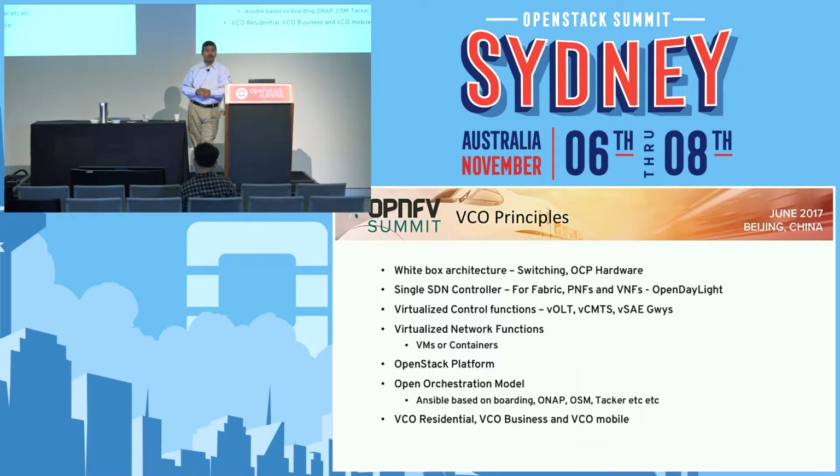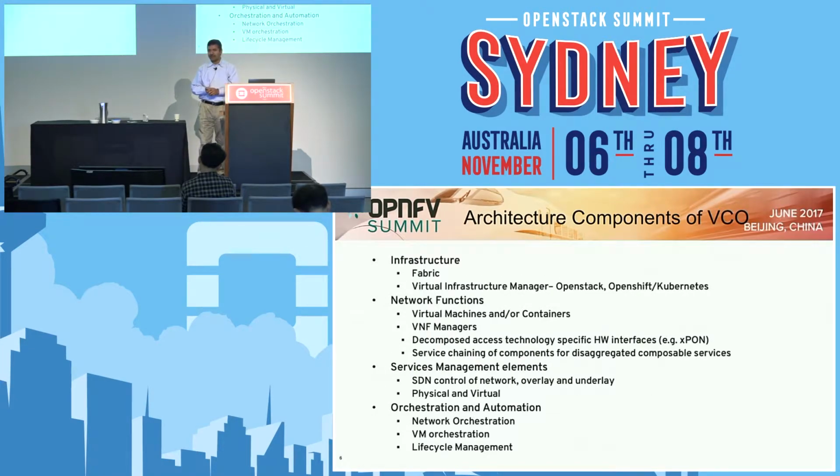An open orchestration model, so don't be tied to a specific orchestrator, a specific controller on the SDN side. Use ONAP if possible, use open source MANO if possible, use different onboarding techniques with Tacker, or perhaps even just Ansible alone. And then start off with VCO residential to deliver a set of residential use cases. Then go to VCO business to deliver an a la SD-WAN model, and then move on to the VCO mobile.